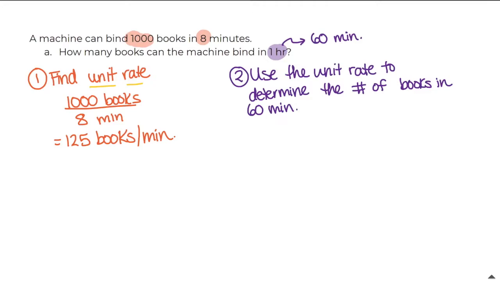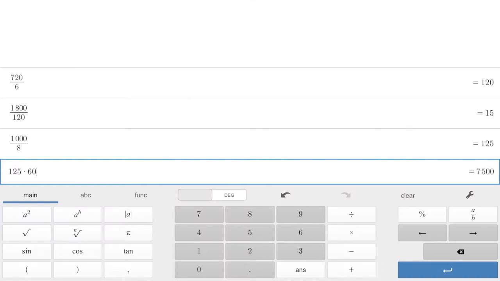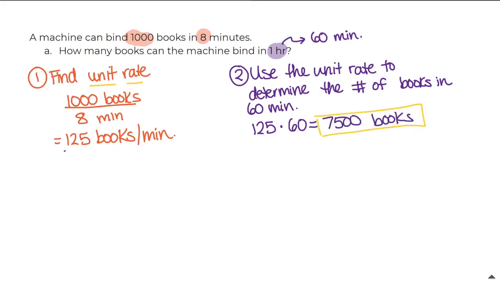If the machine can do 125 books in every minute, then we can figure out that in 60 minutes, it's 125 times 60, because each minute there's 125 books that are completed. So let's go ahead and multiply that together. So when I multiply 125 by 60, I get 7,500. So we can say that the machine can bind 7,500 books in an hour.